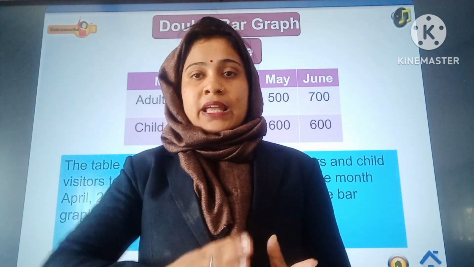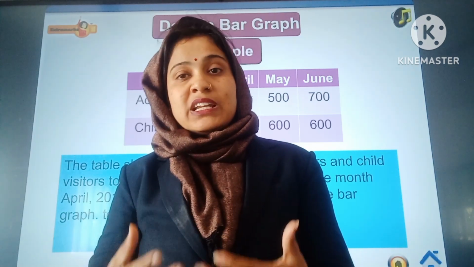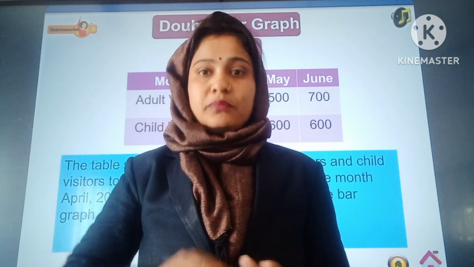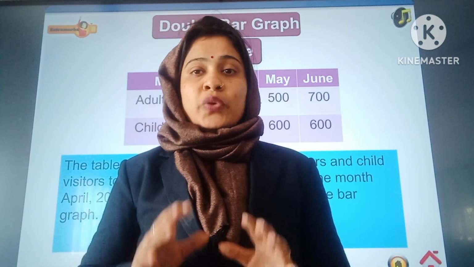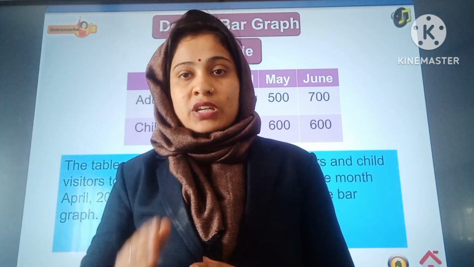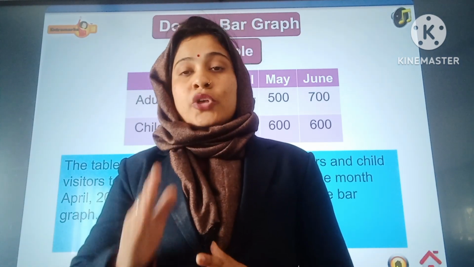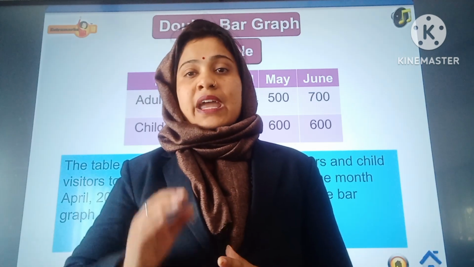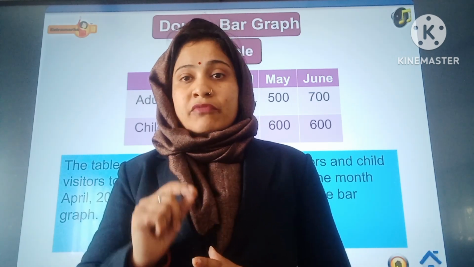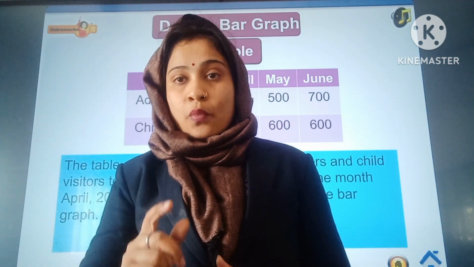Then we discussed how to visually represent the given information or data in the form of a graph. That visual representation we call a bar graph. In a bar graph, we draw two axes, and we name one axis as x and the other one as y.